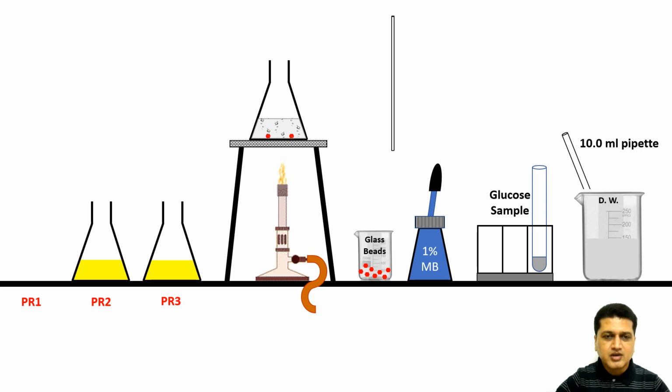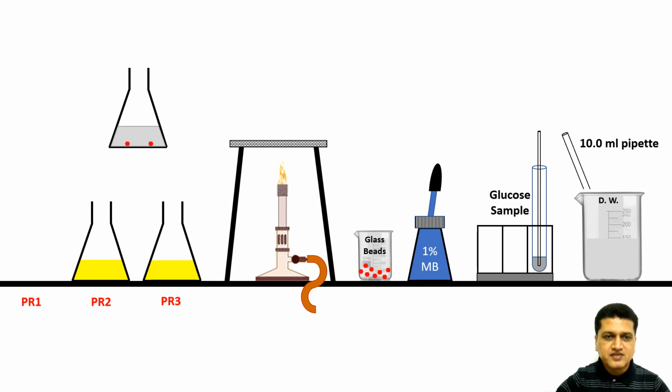Keep 1 ml pipette back into glucose sample tube. Keep the flask down away from the tripod stand. Thus, procedure of taking pilot reading 1 is over.